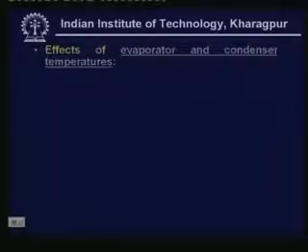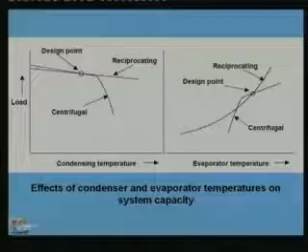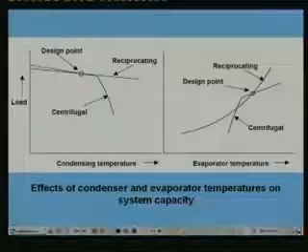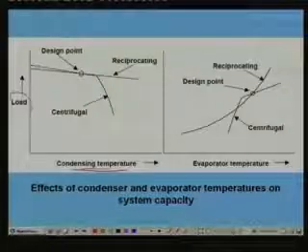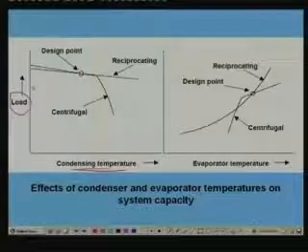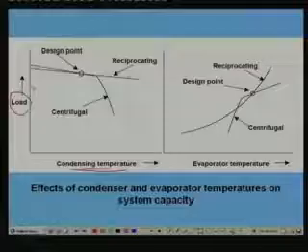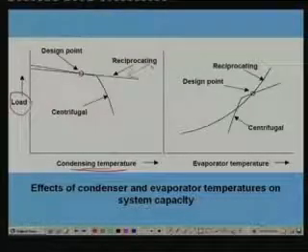Now let us look at the effects of evaporator and condenser temperatures. Let us see what happens to the compressor performance when you vary them. Here I have plotted condensing temperature on the x-axis and load or the refrigeration capacity on the y-axis. And for comparison, I have shown the performance of a reciprocating compressor also here.